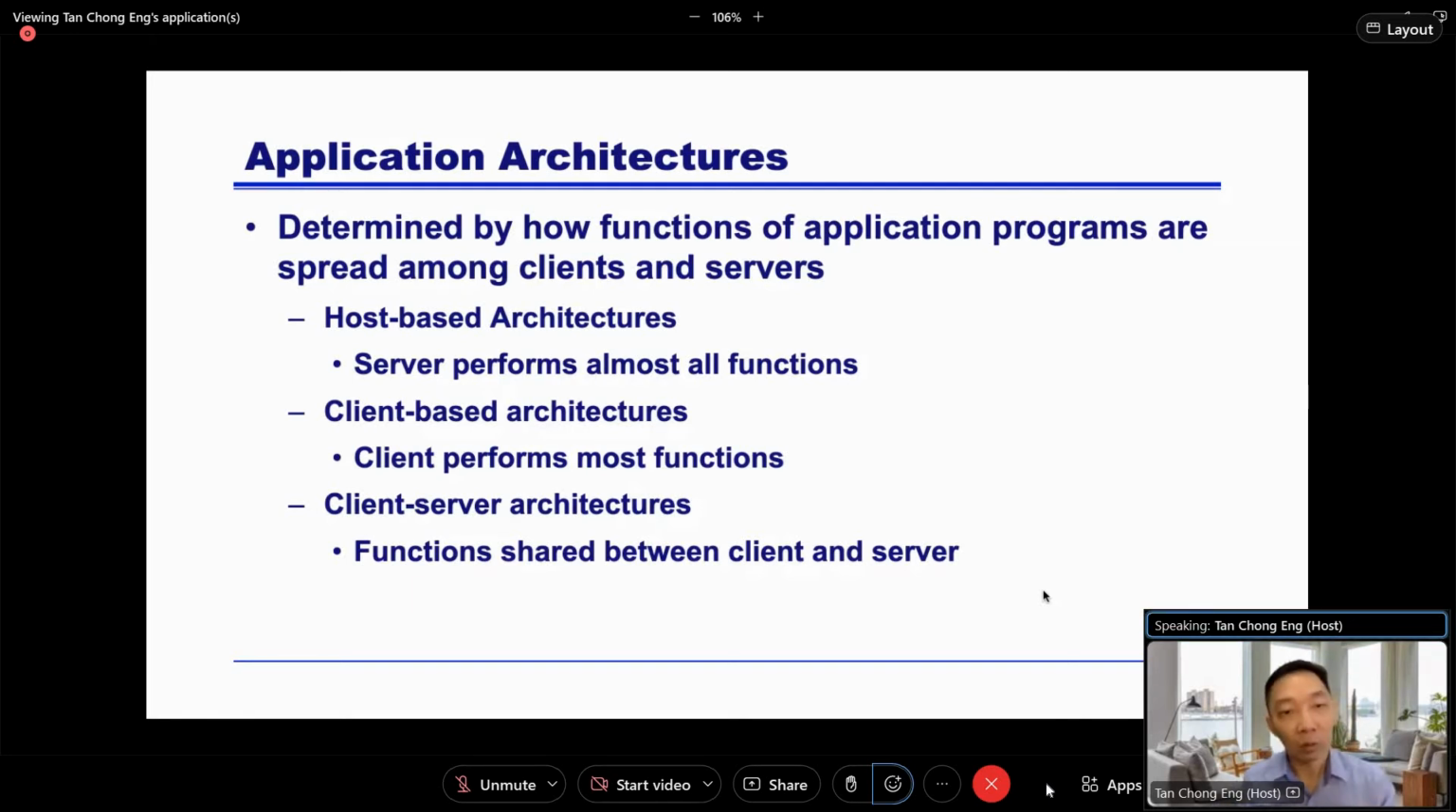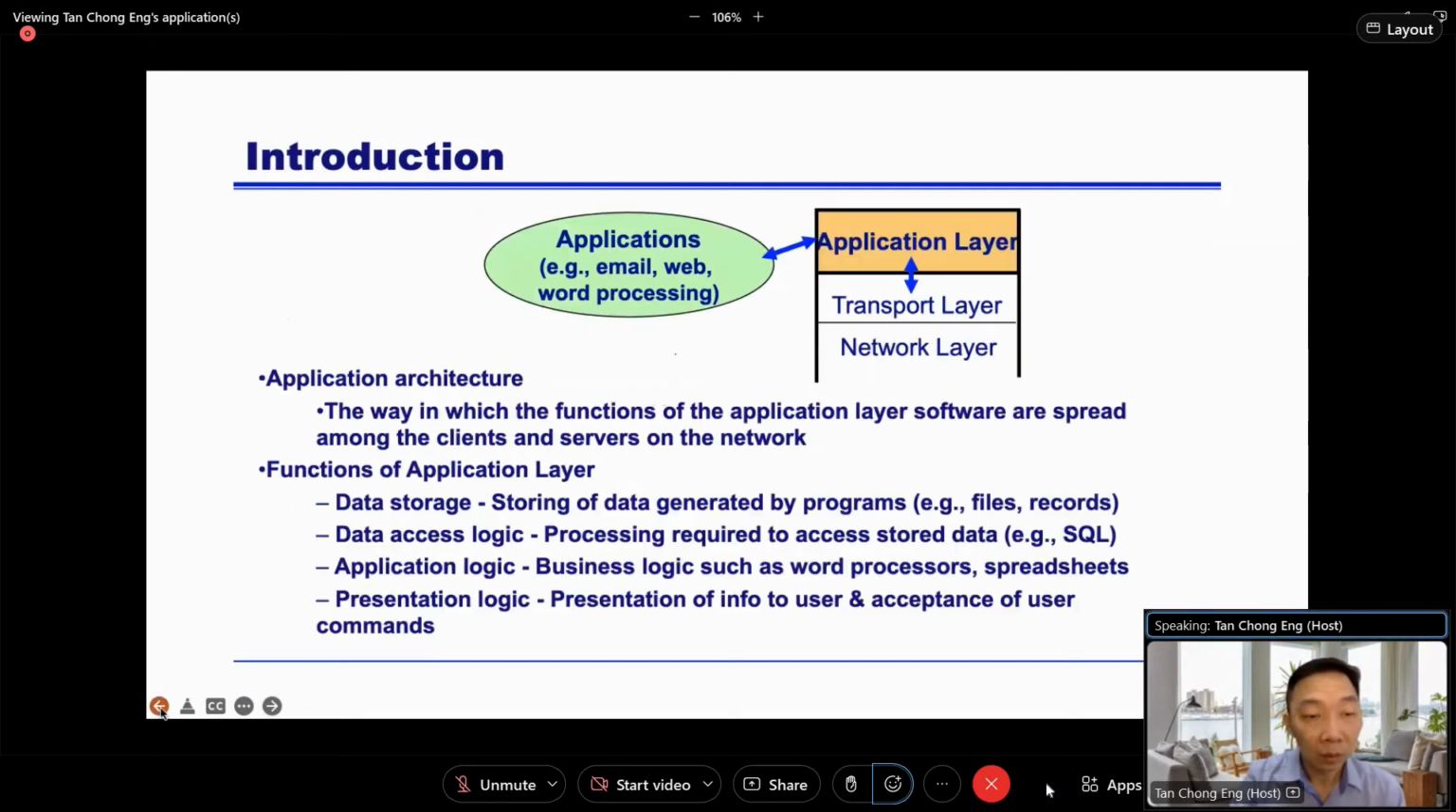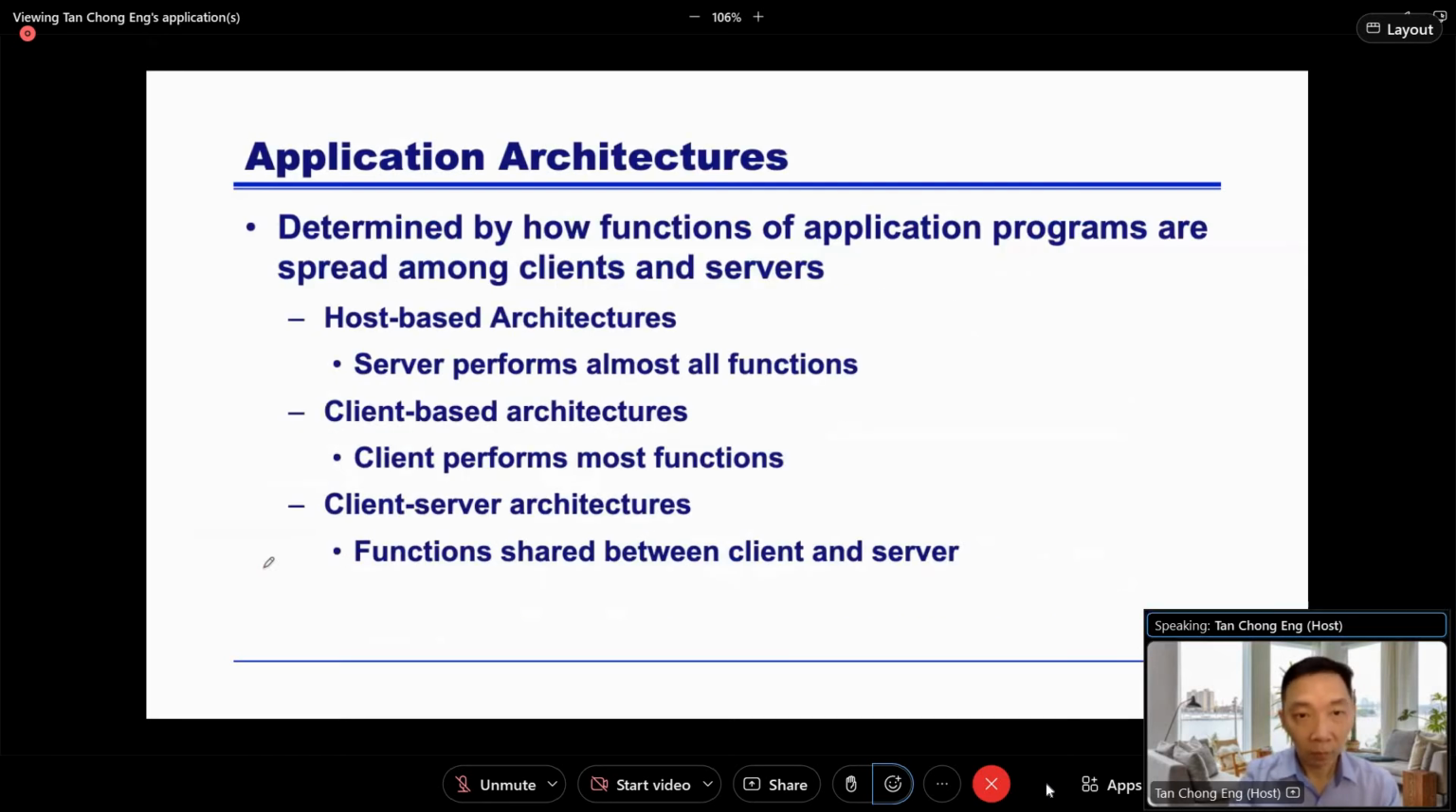Generally we have three different types: host-based architecture, where the server will basically perform all the functionality, client-based architecture, and client-server architecture. So these are actually defining how each of the software interact with each other.